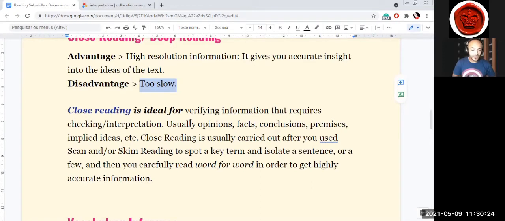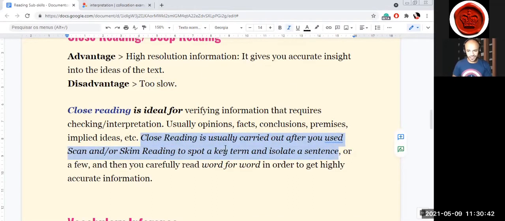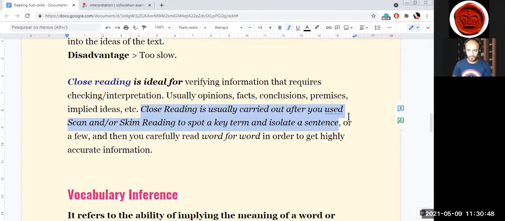So close reading is ideal for verifying information that requires checking or interpretation, usually opinions, facts, conclusions, premises, implied ideas, etc. Close reading is usually carried out after you use the scan or skim reading. This is really, really important: isolate a term, a key term, or a sentence. This is the proper way to use close reading in any proficiency tests, by the way. Or a few, okay? So sometimes you don't simply isolate one key term or one key sentence, you usually isolate a few. And then you carefully read word for word in order to get highly accurate information.